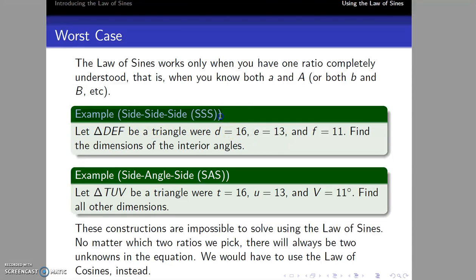So in the side case, if you know all three side lengths, you do have a uniquely defined triangle. But the law of sines will not and cannot tell you what the interior angles are, no matter what you do. It can't do it. Period. There's another law, the law of cosines, that we'll dip into to answer this question, but we can't do it with the law of sines.